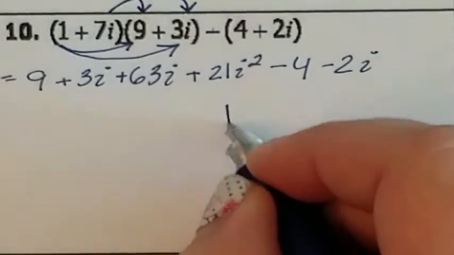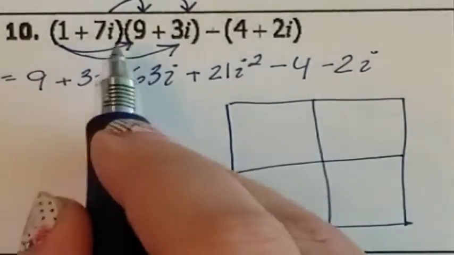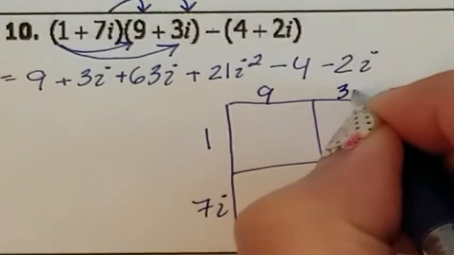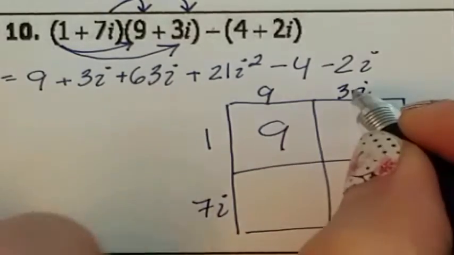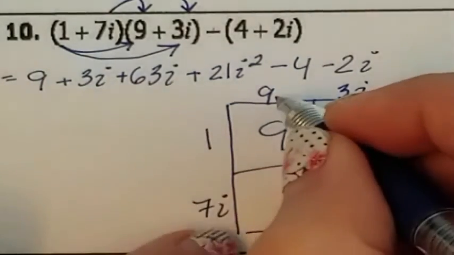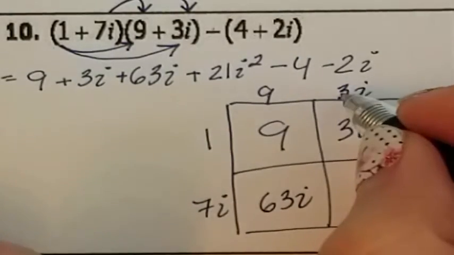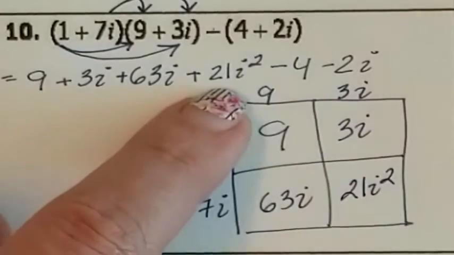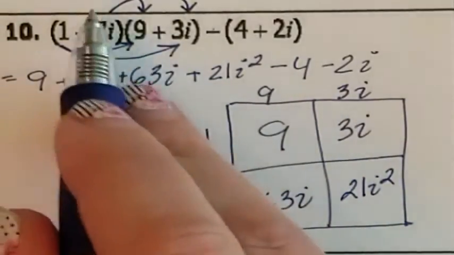Now let me go ahead and show you. If we had done the area model to this: 1, 7i, 9, 3i. 9 times 1 is 9. 1 times 3i is 3i. 9 times 7i is a 63i. 3i times 7i is a 21i squared. So you could have solved this using the area model, or you could have solved it using the distributive property.